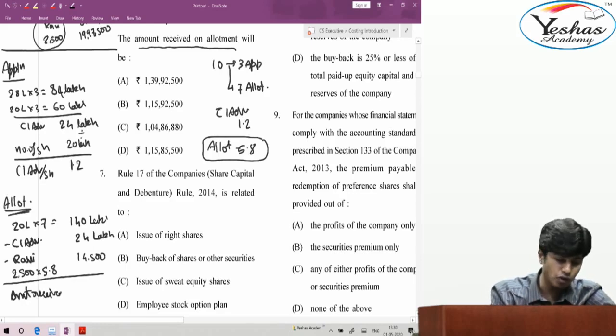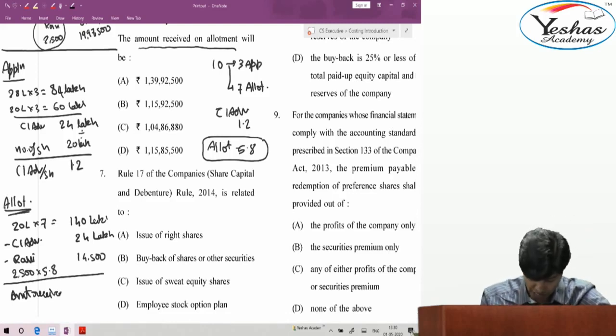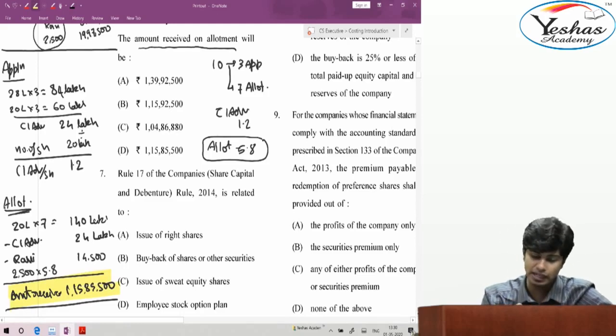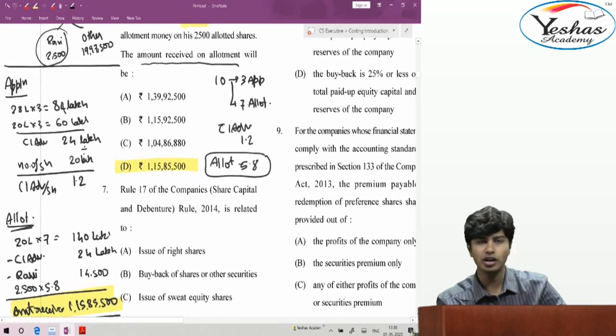Out of 140 lakh, 24 lakh is already received, so it will not be received, and 14,500 also will not be received. So the answer will become 1 crore 15 lakh 85,500. This is the amount received on allotment. 1 crore 15 lakh 85,500. You get what I am trying to tell?